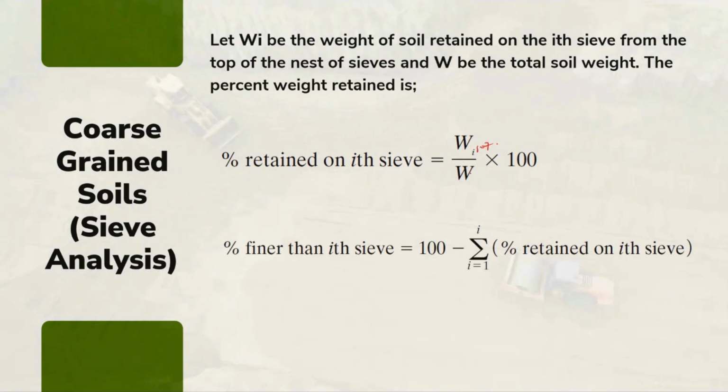Divide by W. W is the total weight of soil. Okay, total weight of the soil times 100. So you akan dapat percentage retained of each sieve. Okay, then how do you determine the final sieve? You tengok lah, dia akan kumulatif.